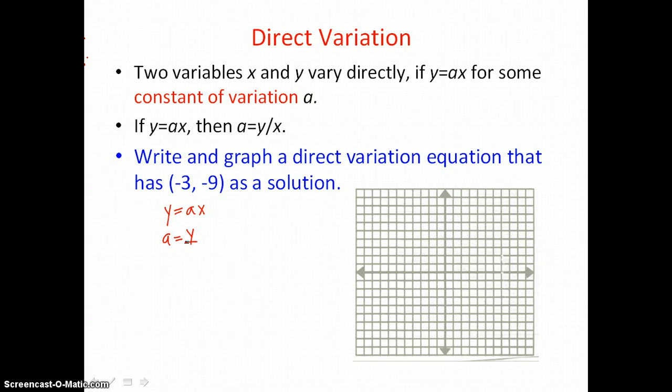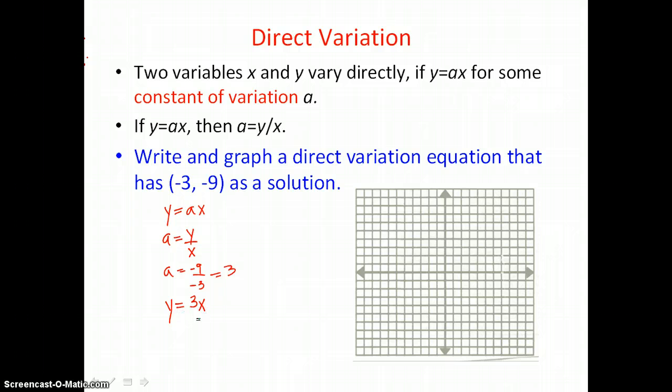for any point in this direct variation, and they give us a point, (-3, -9), so we can substitute in -9 for y and -3 for x and simplify, getting 3. So we find out that our constant of variation is 3, and now we can write our equation, y equals 3x.